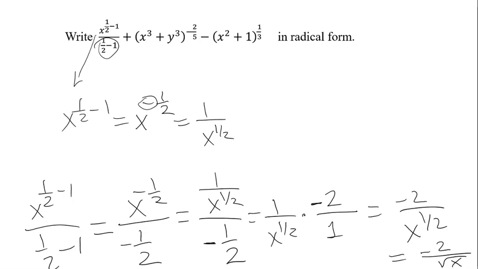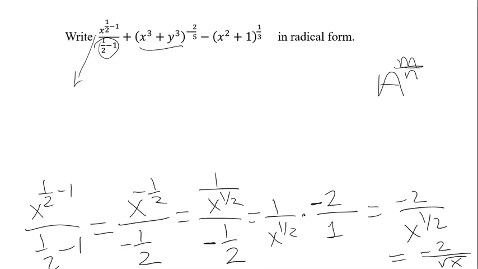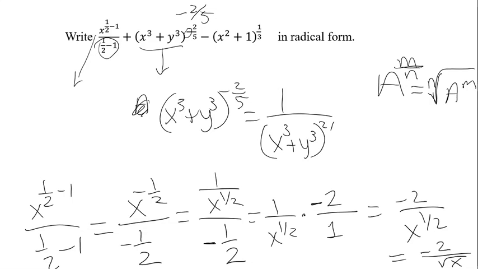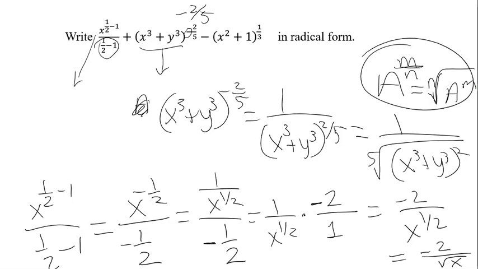Okay, then let's come to the other one. This one, the rule is a to the m over n is equal to the nth root of a to the mth. So then I can write this one as, there's a minus here, minus 2 over 5. So this is x cubed plus y cubed to the negative 2 over 5, which is equal to 1 over x cubed plus y cubed to the 2 over 5 power. And this is equal to 1 over the fifth root of x cubed plus y cubed, squared.